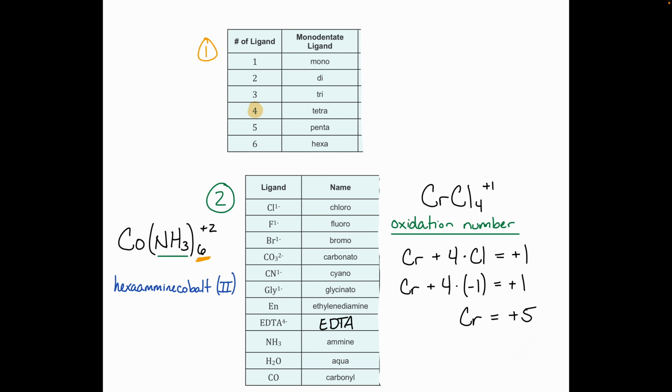All right, my number of ligands, I got 4 of them. My chloride ion we call a chloroligand. So this would be tetrachlorochromium 5.